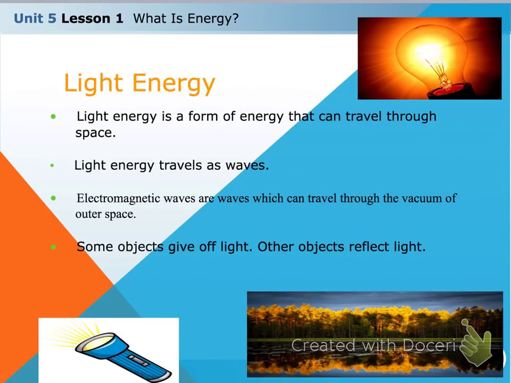Another type of energy is light energy, and this is a form of energy that can travel through space as electromagnetic waves. It also travels as waves, just like our sound energy does. It's important to know that some objects give off light, such as the flashlight here, but some objects reflect it instead. A good example of that is the water. Whenever the sun is casting its light on top of trees or whatever, and that reflection is shown in the water, then water is a good example of an object that's going to reflect light.